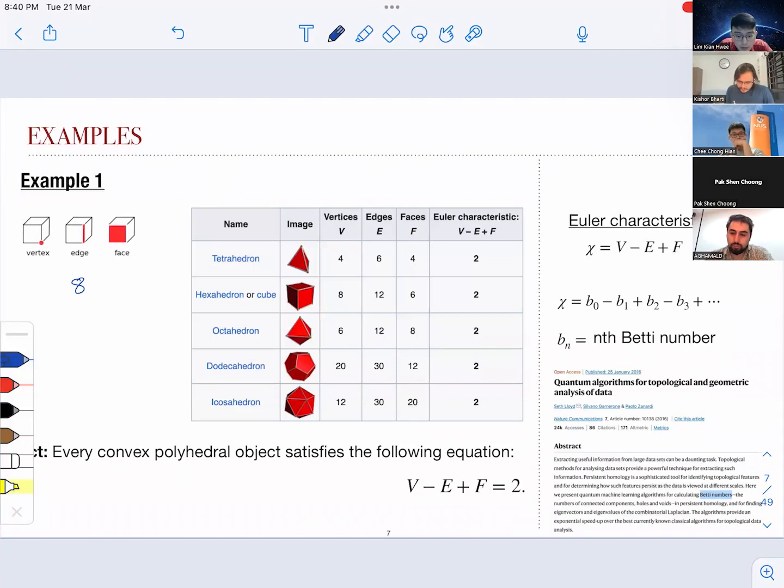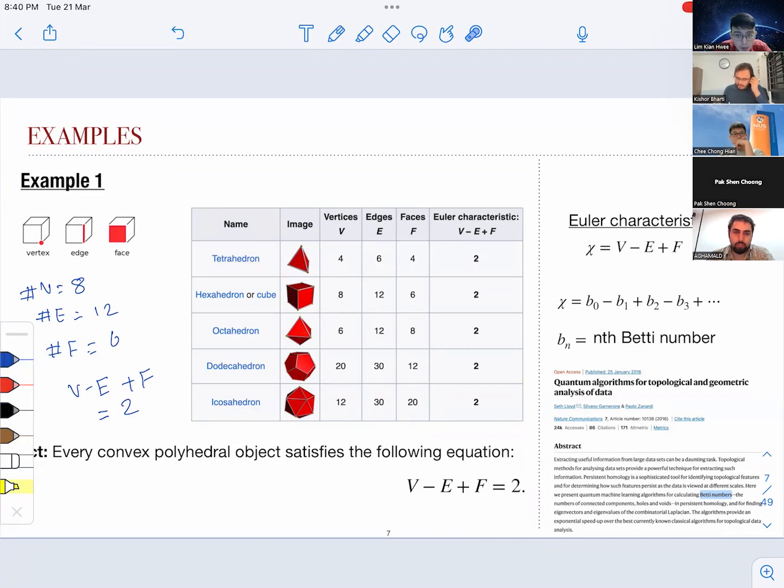The number of vertices is 8, the number of edges is basically 12, and the number of faces in the cube is 6. And if you count V minus E plus F, that will be 8 minus 12 plus 6, which is 2. And if you play the same trick with a tetrahedron, you will get 2.